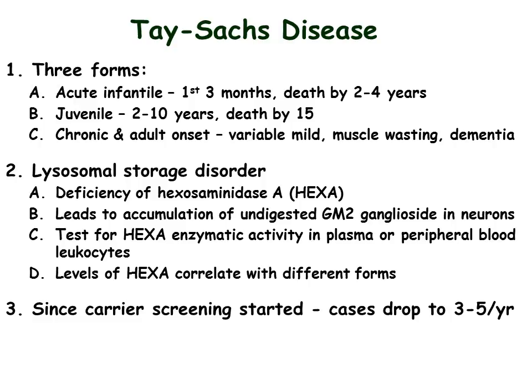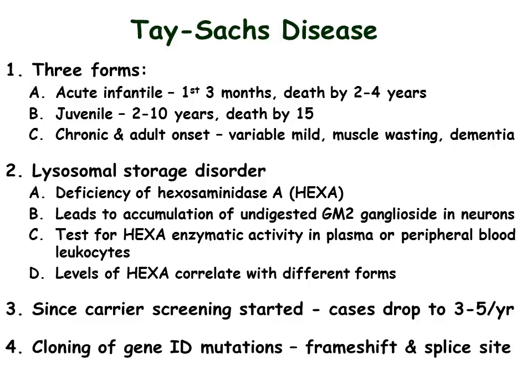Well, carrier testing actually started some time ago for Tay-Sachs because it was so devastating with the infantile form. Worldwide, before the testing started, it wasn't that common, maybe 60 cases a year, but the child always died. It was the acute infantile. Now it drops down to 3 to 5 a year worldwide. So it's worth it. And cloning of the gene helps to identify the mutations. The major ones that we see are frame shift and a splice site. This is the sort of thing I want, again, in your rewrites of your discussions.